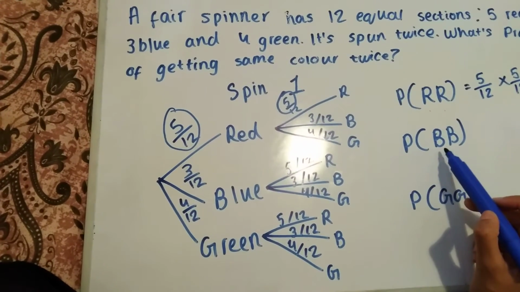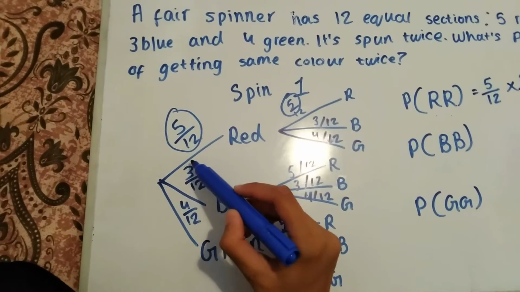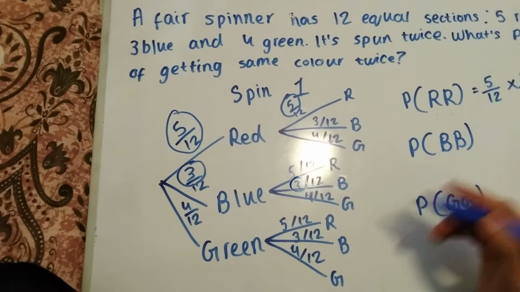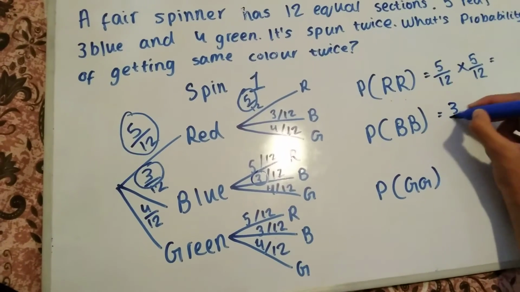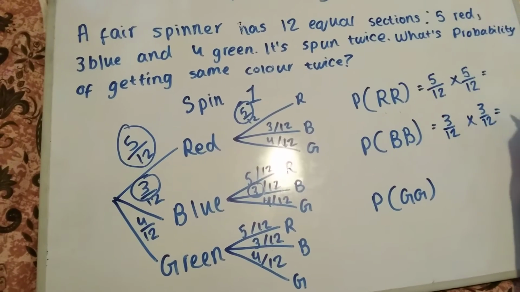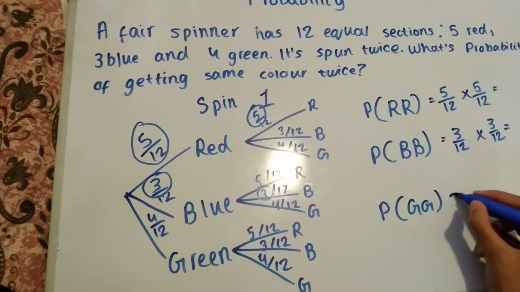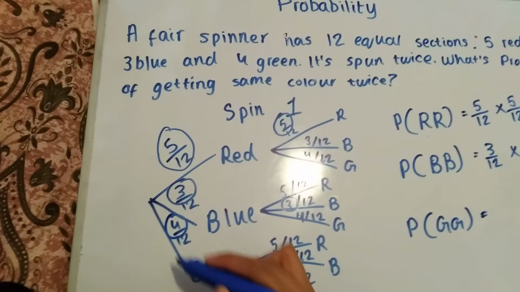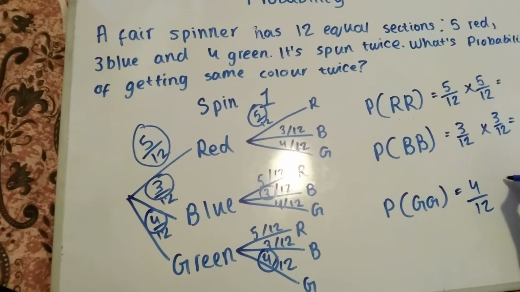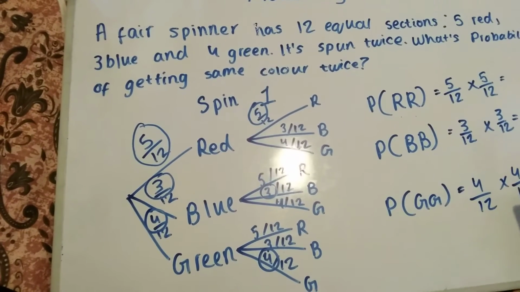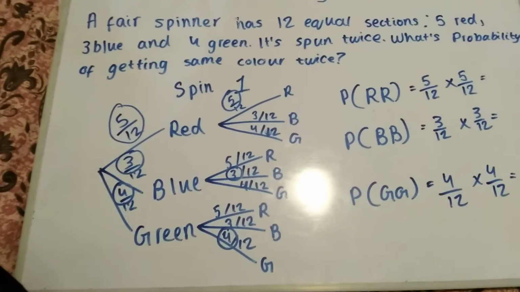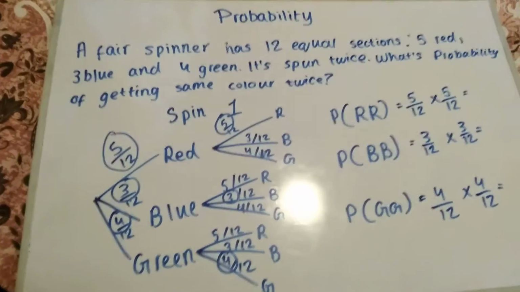Next probability is blue, blue. So we're going to look at blue, 3, and over here is 3 as well. So we're going to have 3/12 times 3/12. We're not going to work that out yet. Then we've got green. We've got 4 and 4. So we're going to have 4/12 times 4/12. Now, as I said, this might be in a calculator paper. However, this might also be in a non-calculator paper.